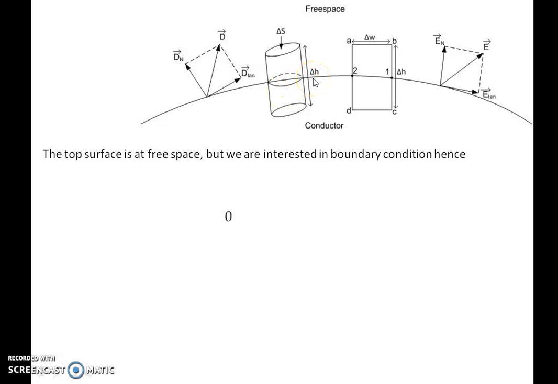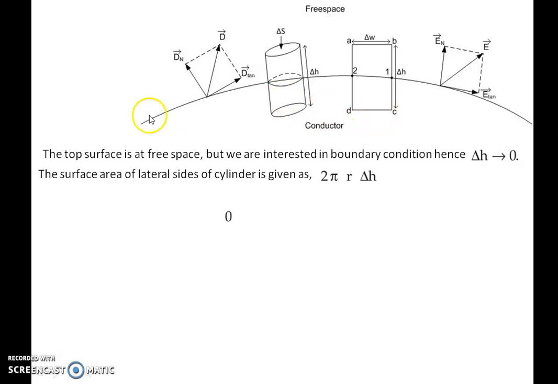Height is delta h. So delta h tends to 0. So I can write area as 2 pi r into delta s. As delta s tends to 0, the area becomes 0. So the surface area of the lateral sides of the cylinder will become 0. If the area is 0, then the lateral side integral of D dot dS will become 0. I will take this as equation 3.